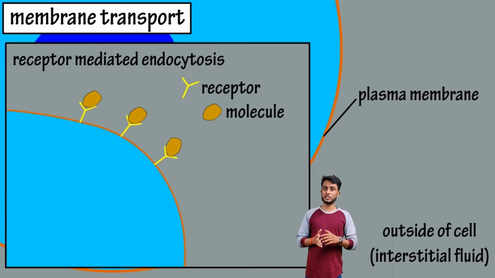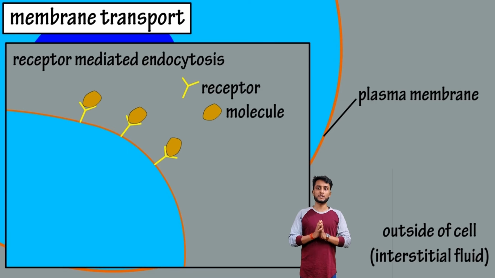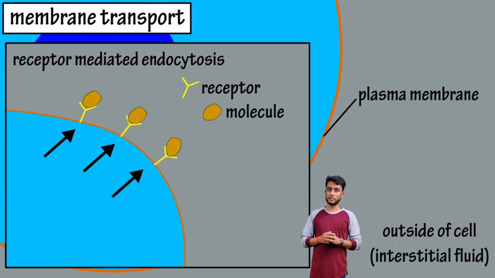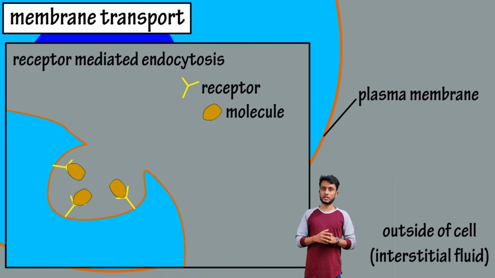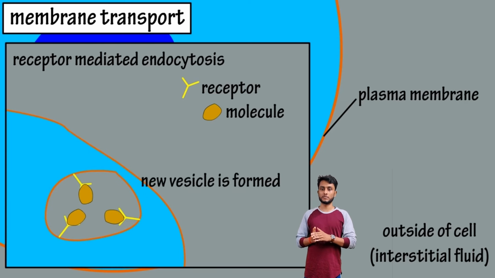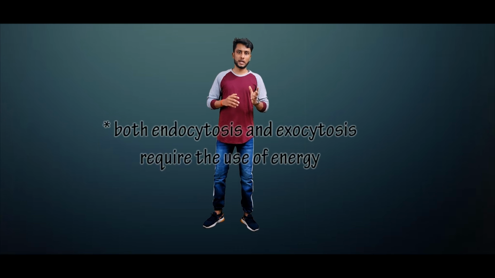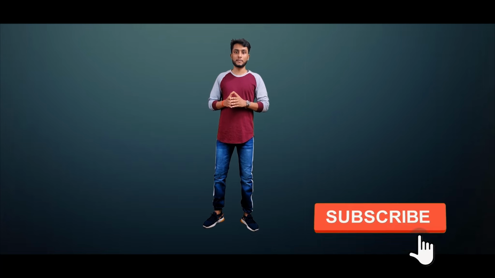Now the last process is receptor mediated endocytosis. This process requires some receptors which are present at the surface of the plasma membrane outside the cell and act as a signal. When a specific molecule binds to these receptors, the membrane folds, enclosing the molecule to form a vesicle. One important thing, endocytosis and exocytosis, both of these processes require energy. So that's all about the membrane transport.